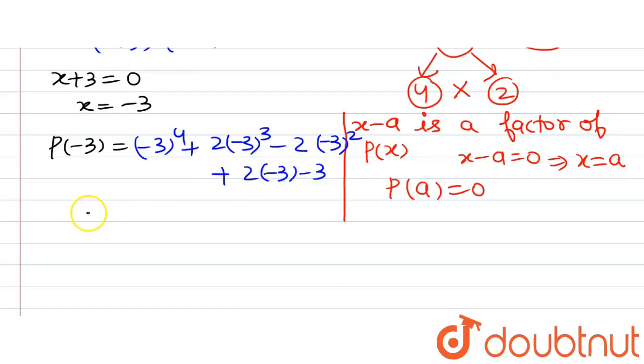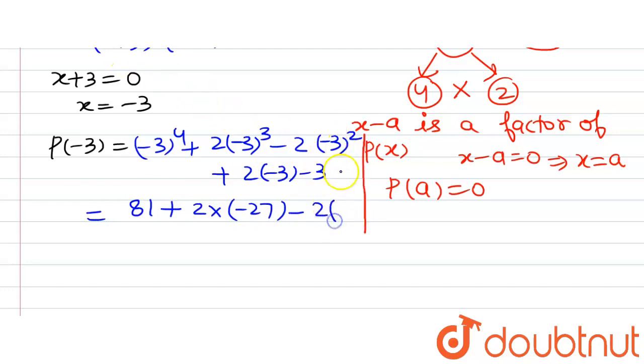Now on solving it, minus 3 raised to the power 4 will give us 81, plus 2 multiplied by minus 3 raised to the power 3 will give us minus 27, because minus is there and the power is odd. Minus 2 times minus 3 raised to the power 2 will give us 9, because the power is even, plus 2 multiplied by minus 3 is minus 6, minus 3.